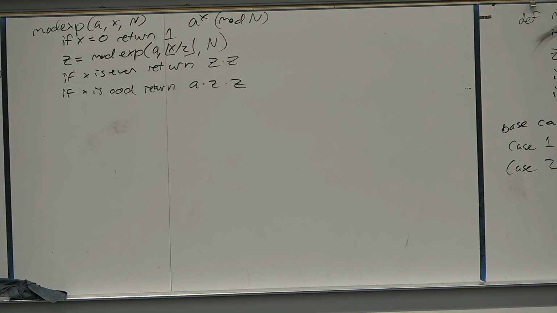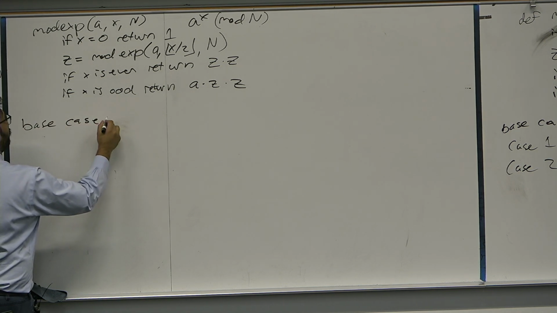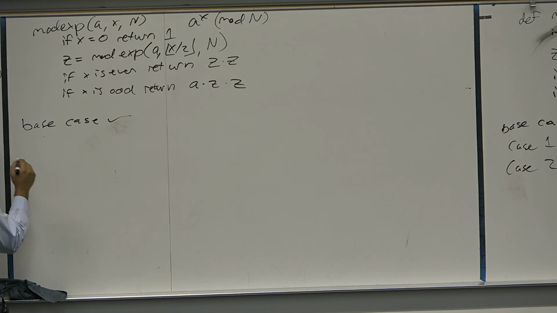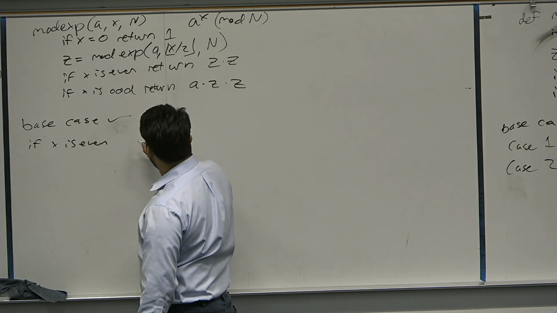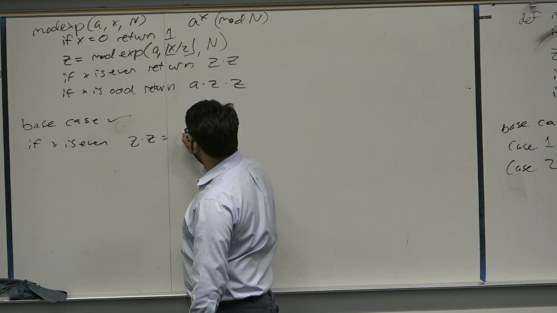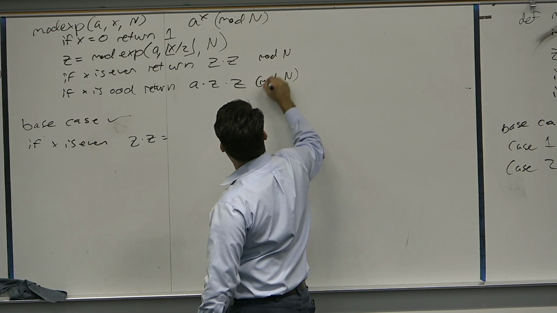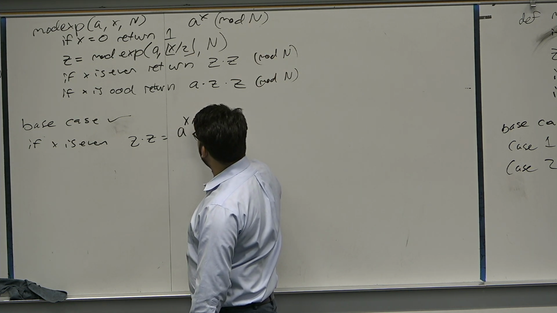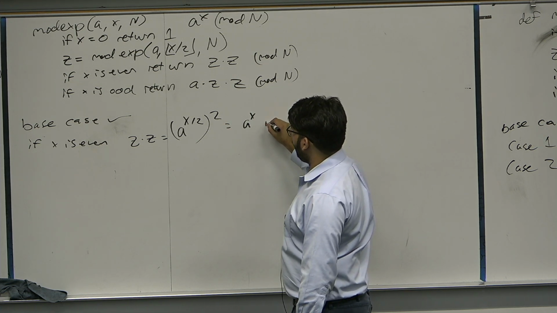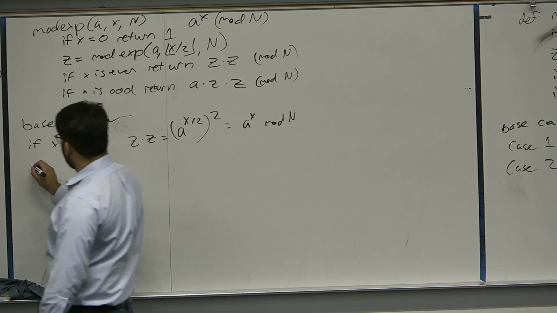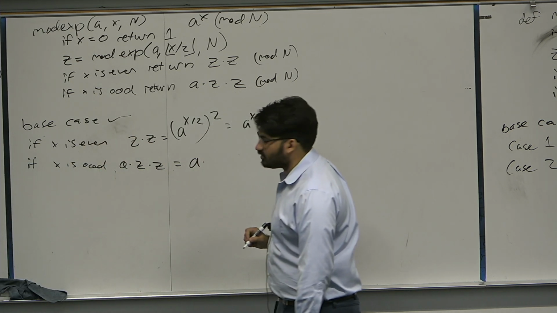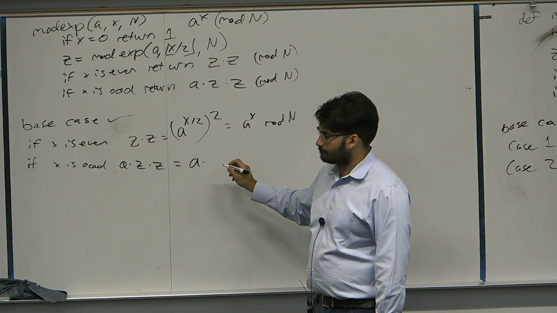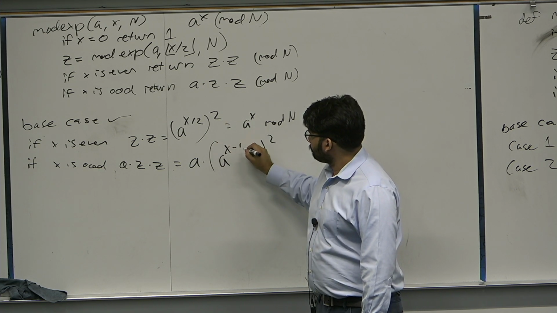Let's give the quick argument, the proof of correctness. Base case, we're good. Let's assume our induction hypothesis that the recursive call returns the answer correctly. Then, if x is even, we know that z times z is equal to, and this is supposed to be mod n, right? This is going to be a to the x over 2 squared, which is a to the x mod n. Easy. If x is odd, then a times z is equal to, what is z if x is odd? Correct?